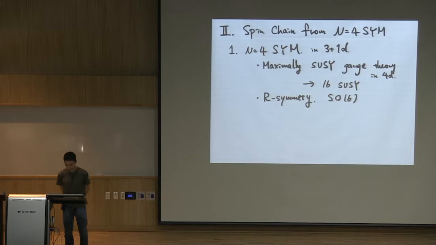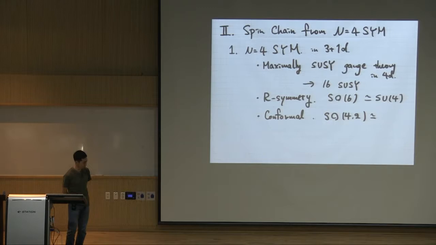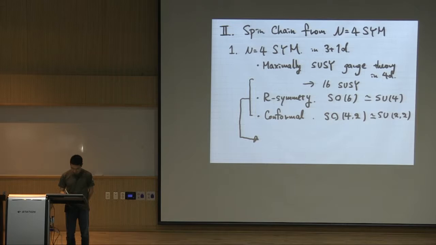in addition to supersymmetries. And furthermore, what's most interesting about N=4 super Yang-Mills theory is that this is actually a conformal field theory in 3+1 dimensions. And because of that, it has SO(4,2) symmetry. And as you know, this SO(6) is essentially equivalent to SU(4). And this SO(4,2) is also, if you ignore the signature, the same as SU(4). But I would prefer to write it as SU(2,2), by taking into account the signature. And combining all these symmetries, you have the N=4 superconformal symmetry, which is called PSU(2,2|4).